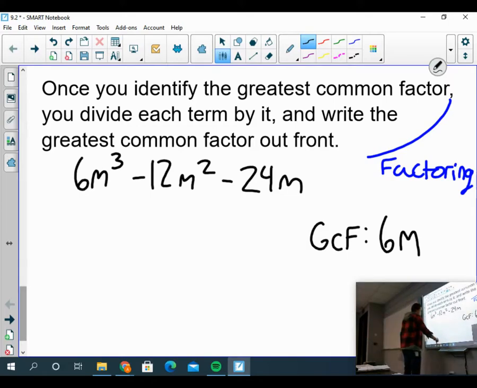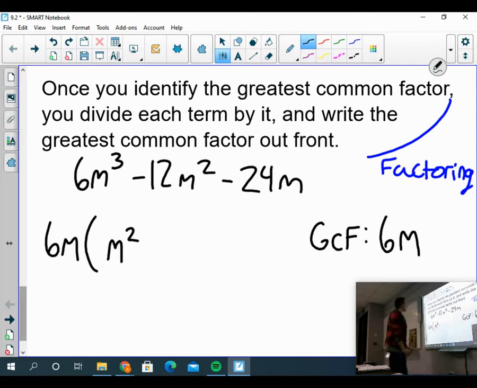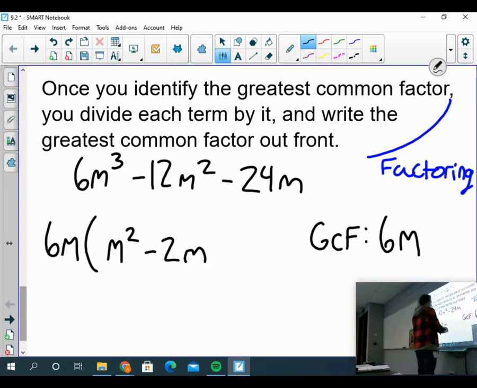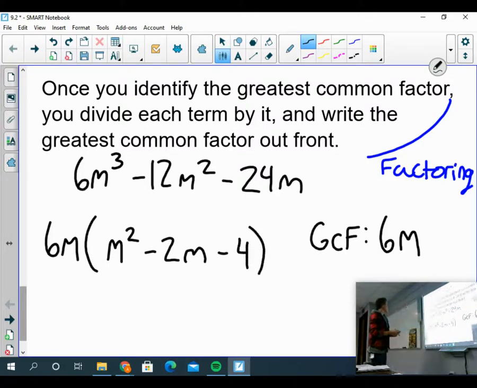So now that I've identified I'm going to factor out the 6m, I need to divide each term by 6m. Well, 6m cubed divided by 6m will leave us with m squared. Again, this is because 6 divided by 6 is 1. M cubed divided by m, like bases divided, subtract the exponents, and I get m squared. Negative 12m squared divided by 6m gives me negative 2m. Finally, negative 24m divided by 6m gives me negative 4. And so my factored form of this polynomial is 6m times m squared minus 2m minus 4.